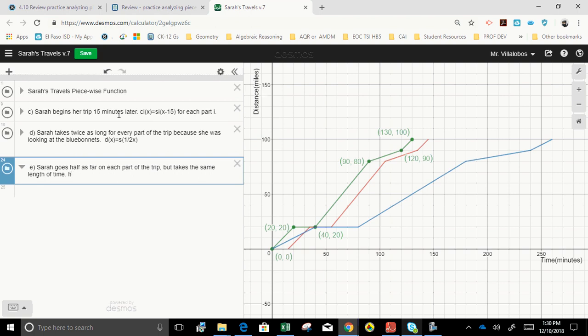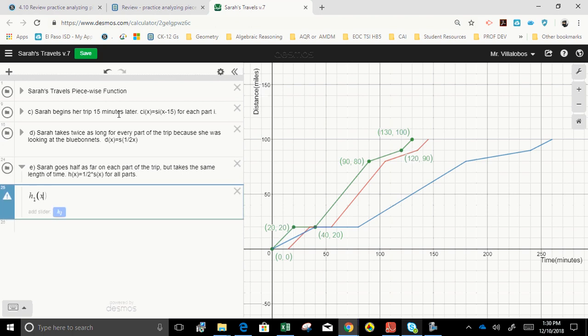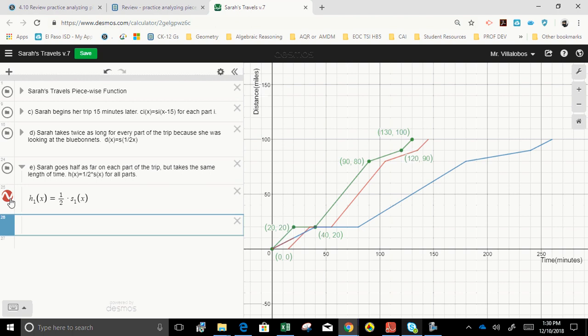She's going to go half. So I'm going to do h of x equals half her distance, which is 1/2 times s of x for all parts of s. For all parts. And so the first part, h1 of x, take half of that part. And this one I'm going to make purple, or orange, I don't know. Yeah, okay, purple maybe. h2 of x equals half of s2 of x.